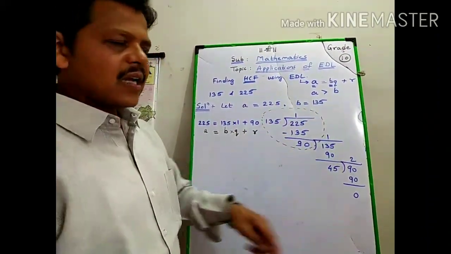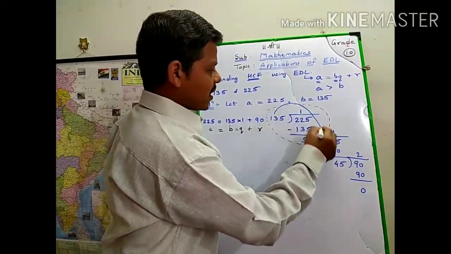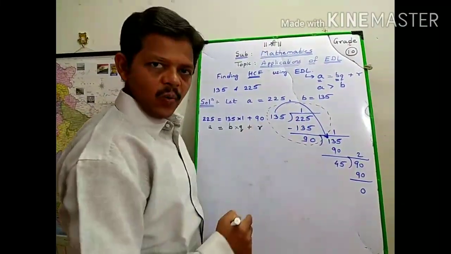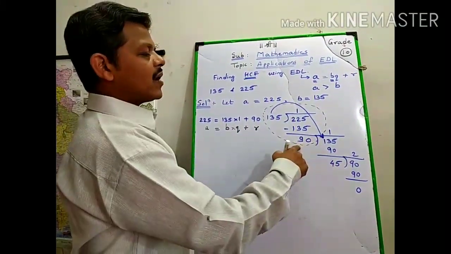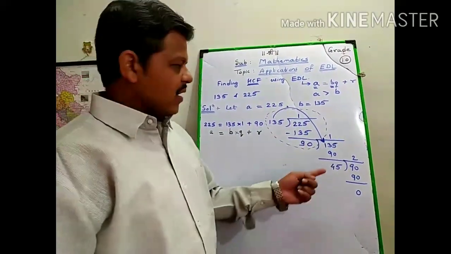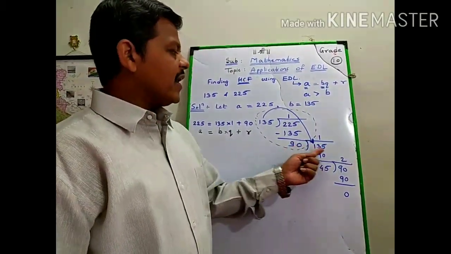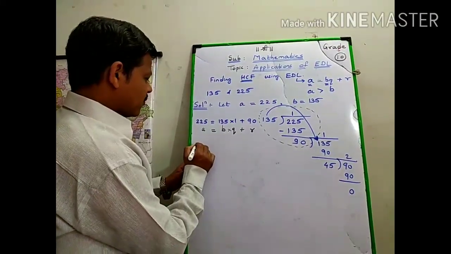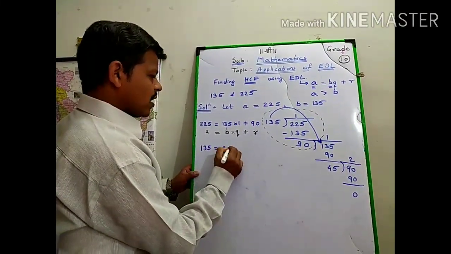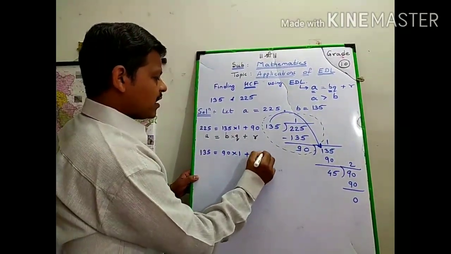Now the division continues. When the remainder is less, now this 135 becomes the new dividend and 90 becomes the new divisor. So again, 135 divided by 90. 90 ones are 90. Remainder is 45. Remainder less than the divisor, division has to stop. We'll write the EDL for these two numbers. So exactly what are we going to get? 135 is equal to 90 into 1 plus 45.